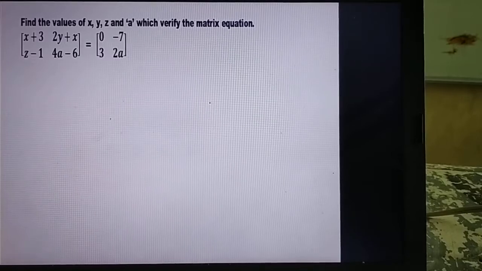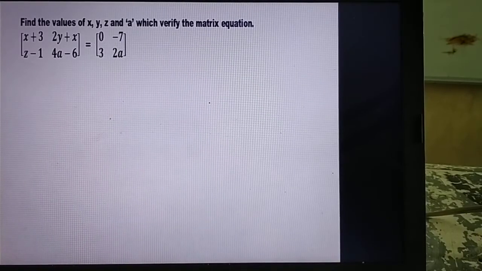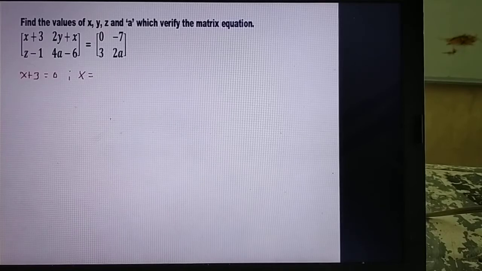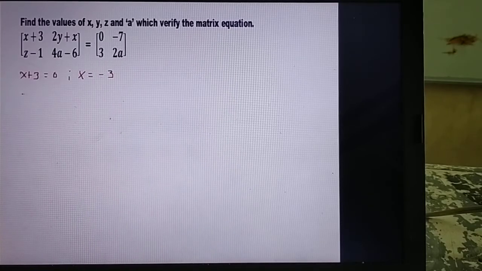So find the values of x, y, z, and small letter a. So again, equate the elements. X plus 3 will be 0, therefore from here x is equal to -3, and z minus 1 is equal to 3, therefore z is equal to 4.